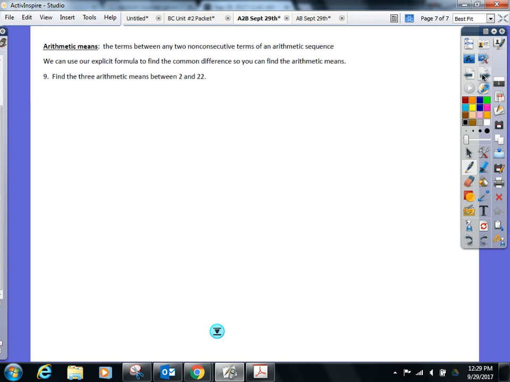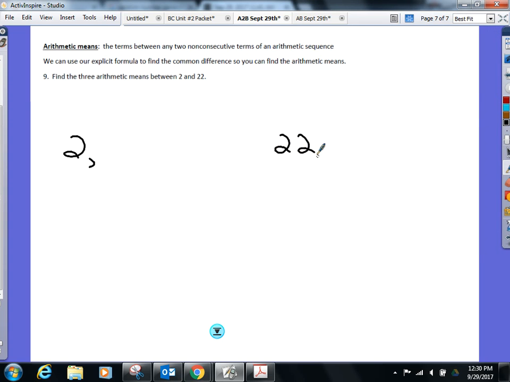Arithmetic means are terms between any 2 non-consecutive terms of an arithmetic sequence. Good. So here we go. I want to find 3 arithmetic means between 2 and 22. Here's what that means. This is an arithmetic sequence. You got 2 and 22. Find me 3 terms in between that make it arithmetic. I start with 2, end in 22. What must be the 3 numbers in between that make it arithmetic? Meaning I add the same number every time, and I'm going to end up at 22.